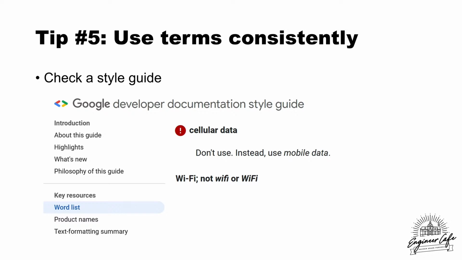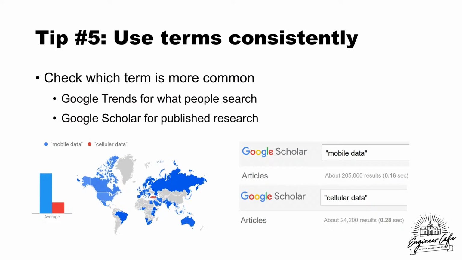And so I'll show my other tip for how to pick which terms are good to use. When we say check which term is more common, you can use Google Trends to see what people are searching for, which I think is a good snapshot of general language. On the left, you can see a map here. The mobile data is in blue, cellular data is in red, so that you can see worldwide on average. Sorry, this is for Google Trends. On average, the term mobile data is searched for much more often.